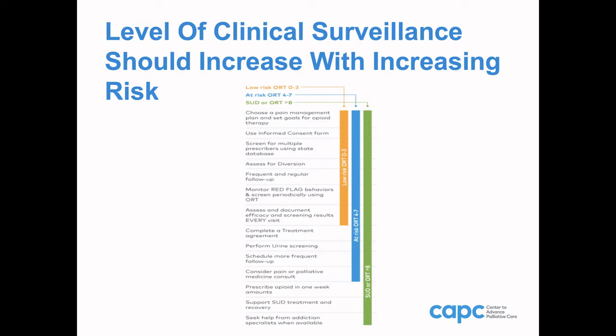So, we use the ORT. There's other instruments. I know some people are pretty polarized on the ORT, but if you use this just as a guide to say, okay, you score high enough on the ORT that I'm a little bit more worried, you're going to do more frequent follow-ups. You're going to maybe consider getting some input from your palliative care medicine consultants if you're in primary care, or maybe your addiction medicine consultants if you're in palliative care, and really just watch them more closely.